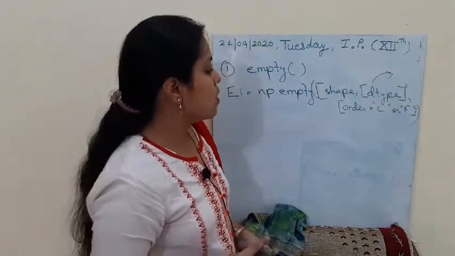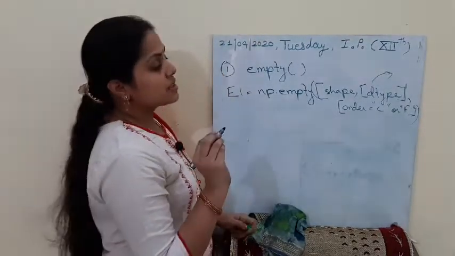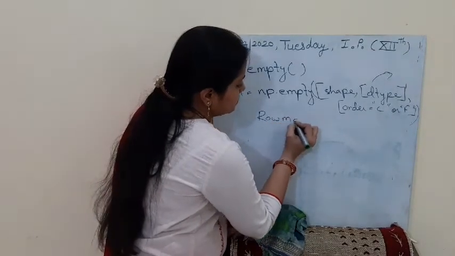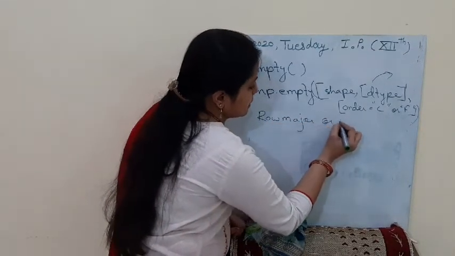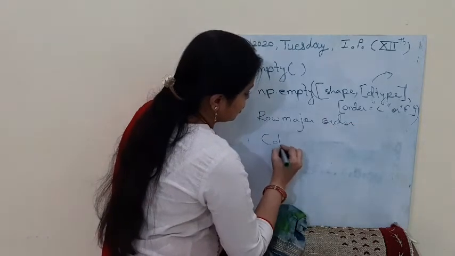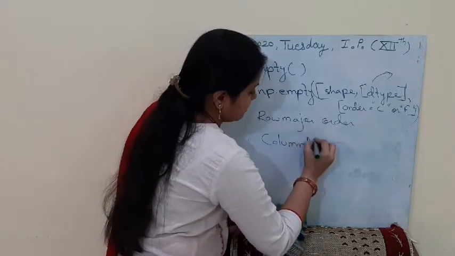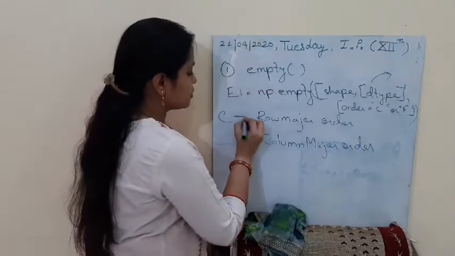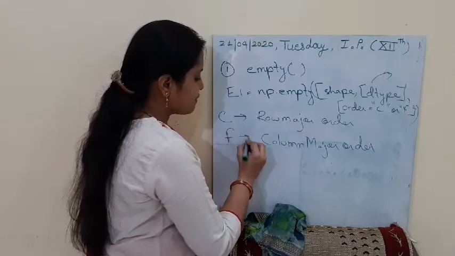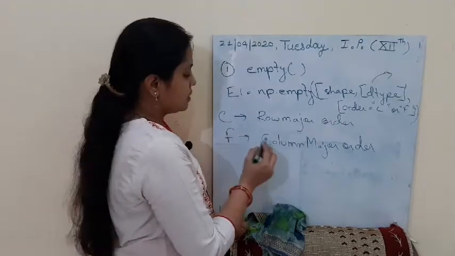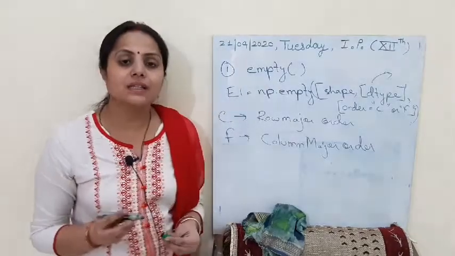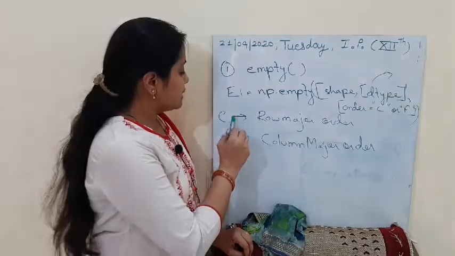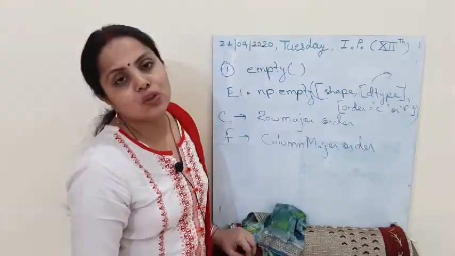And then order. Order means the way it is stored in the contiguous memory, that is row major order and column major order. Now C denotes row major order and F stands for Fortran, that is column major order. Here one thing to be noted is that in your books there is a printing mistake, that C and F both are written as column major order.